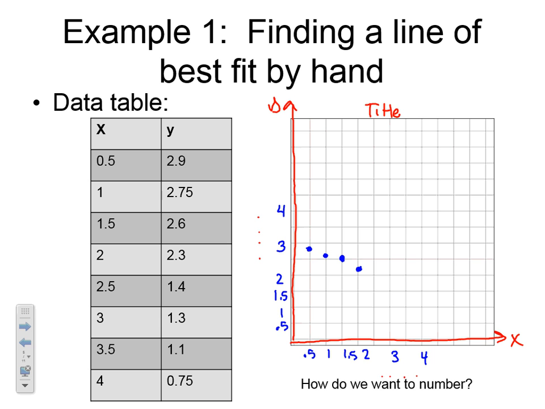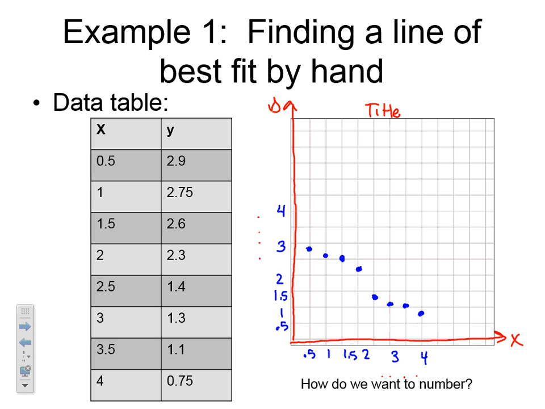2, 2.3, 2.5, 1.4, 3, 1.3, 3.5, 1.1, and 4 and 0.75, which is about right there.